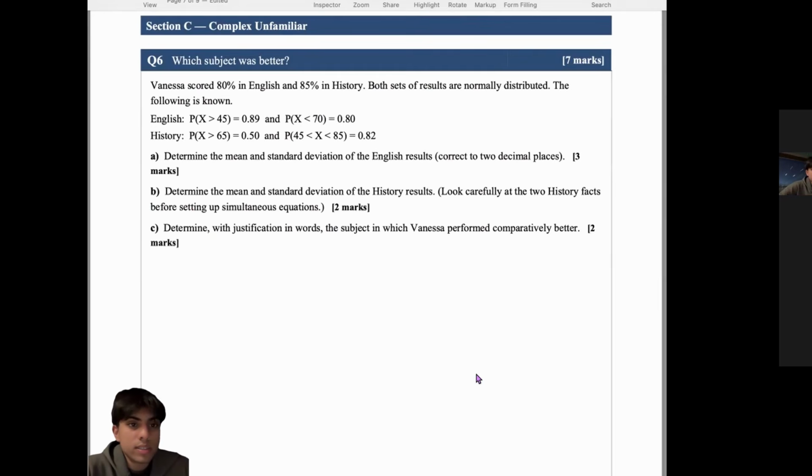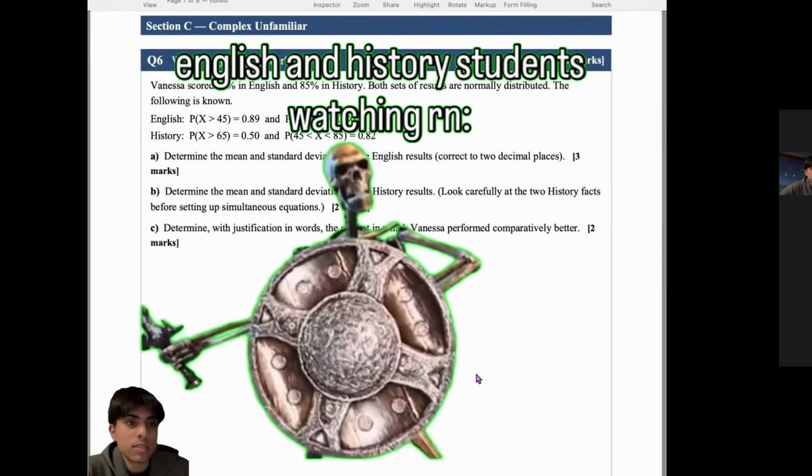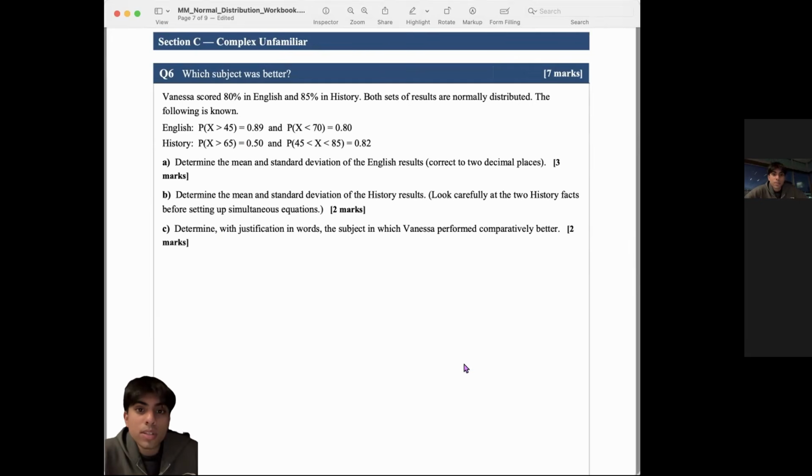This time I'm taking a look at Vanessa's scores in English and history, both subjects that scale terribly. Both sets of results are normally distributed, and the following is known. English: the probability of x being greater than 45 is 0.89, and the probability of x being less than 70 is 0.8. So let's draw out the English curve.